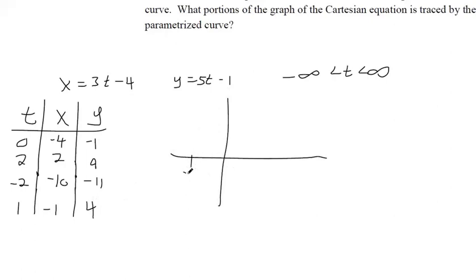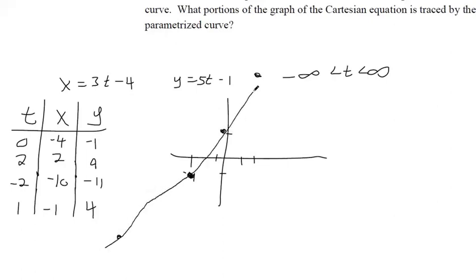Negative 4 on the x, negative 1 on the y, put a dot. 2 on the x, 9 on the y, put a dot. Negative 10 on the x, negative 11 on the y, put a dot. Negative 1 on the x, that was negative 4, so this is negative 1 roughly, and then 4 on the y, and put a dot. Okay, should be seeing a straight line.